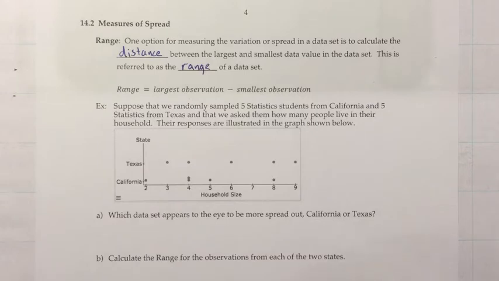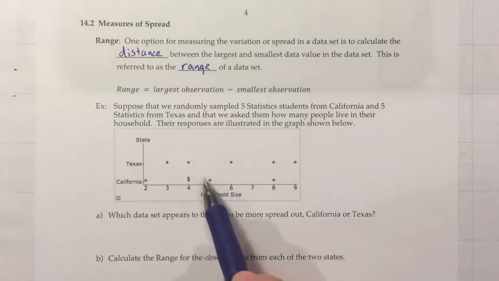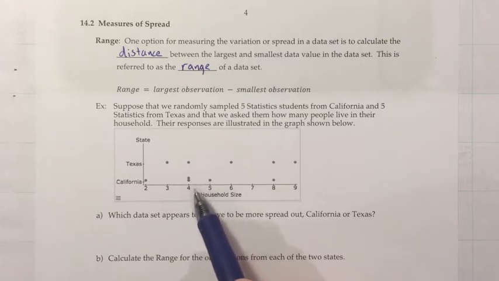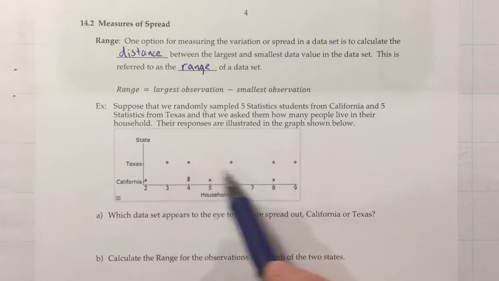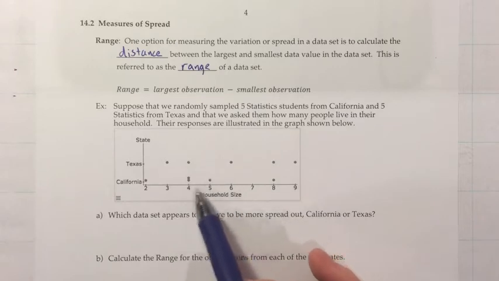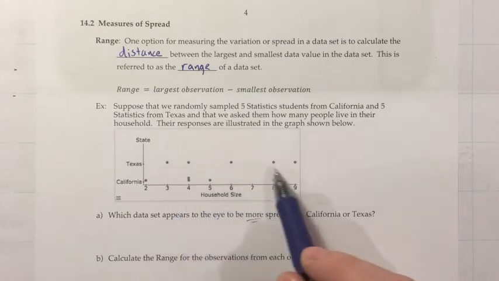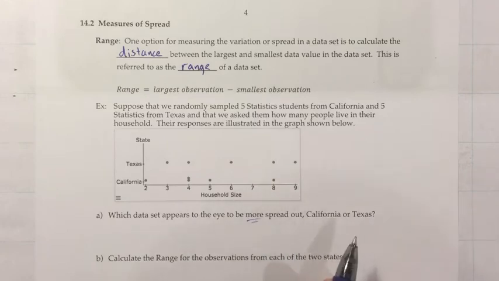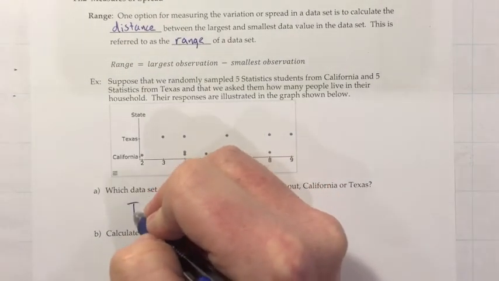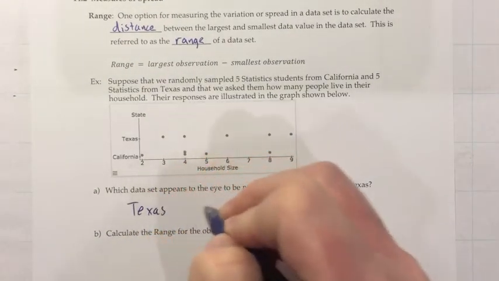So which data set appears to the eye to be more spread out, California or Texas? One of the things that catches my eye is that for California we have 3 values that are very tightly packed together, whereas here things are more spaced out overall. So by eye, because of this cluster in the middle, California is less spread out. The more spread out one is the one where they're spaced all apart, which seems like Texas. So my answer would be Texas.